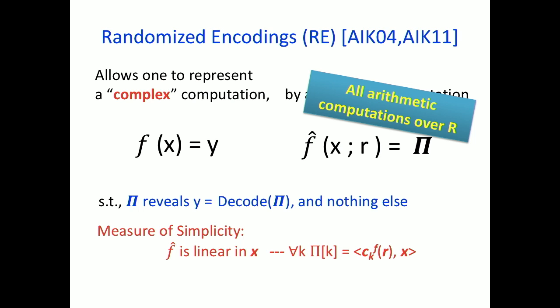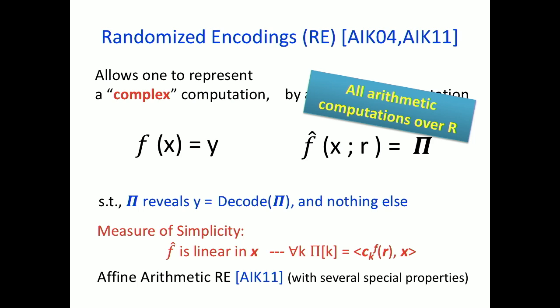Additionally, all the computations that we consider here are over some ring, in particular the ring underlying graded encodings, as opposed to being binary. Such randomized encodings exist, and were constructed by Applebaum, Ishai, and Kushilevitz, and their encoding also has multiple special properties that become very handy in our construction. Okay, great. So now with these tools, we are ready to play.